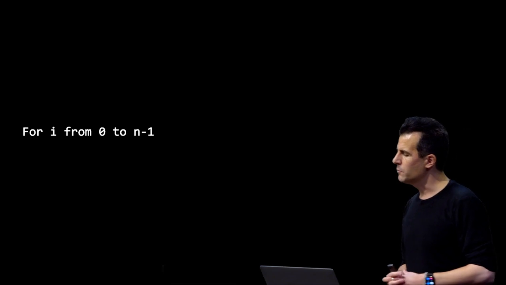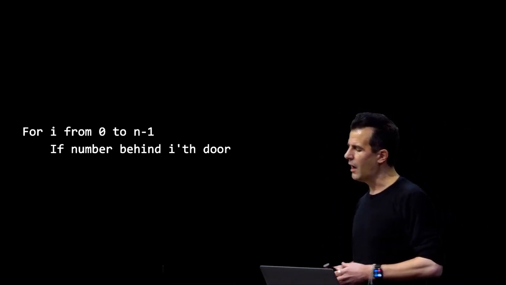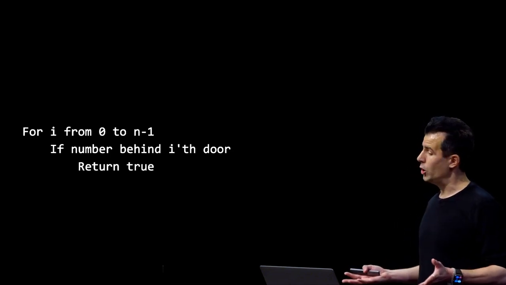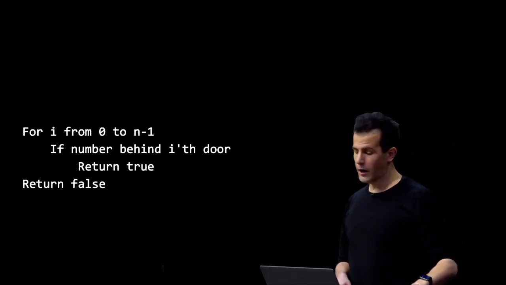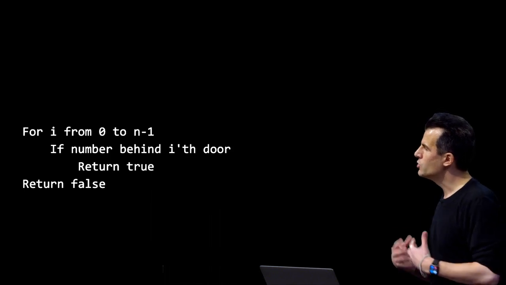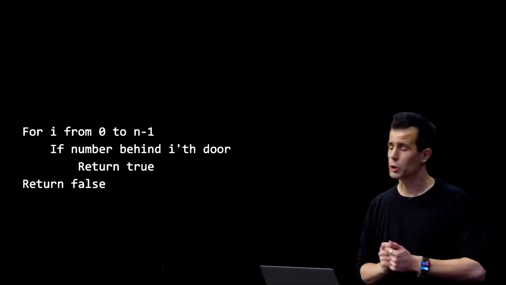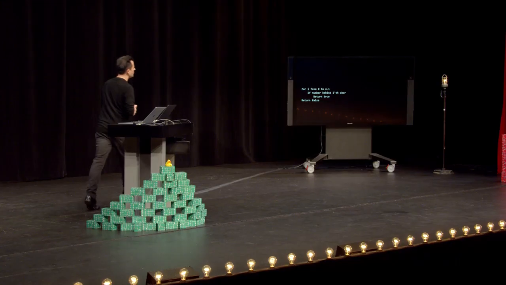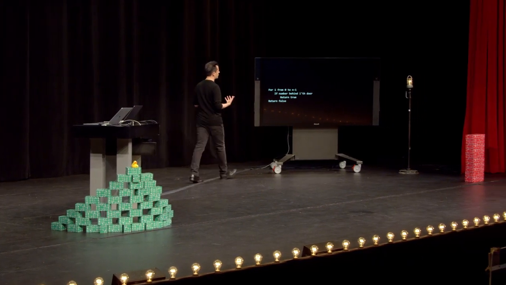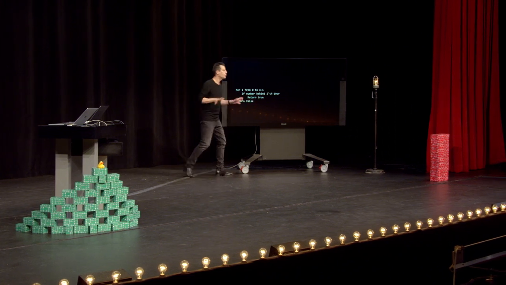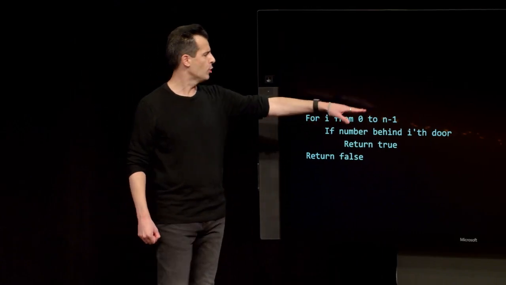So with linear search, I would propose that we could implement it in pseudocode first, like this. For i from 0 to n minus 1, we'll see where we're going with this. If the number is behind the ith door, return true. Otherwise, at the very end, return false. So it's a relatively simple translation into pseudocode, much like we did with the phone book some time ago. And why, though, these values? Because I'm now starting to express myself a little more like C, even though it's still pseudocode. So for i from 0 to n minus 1.